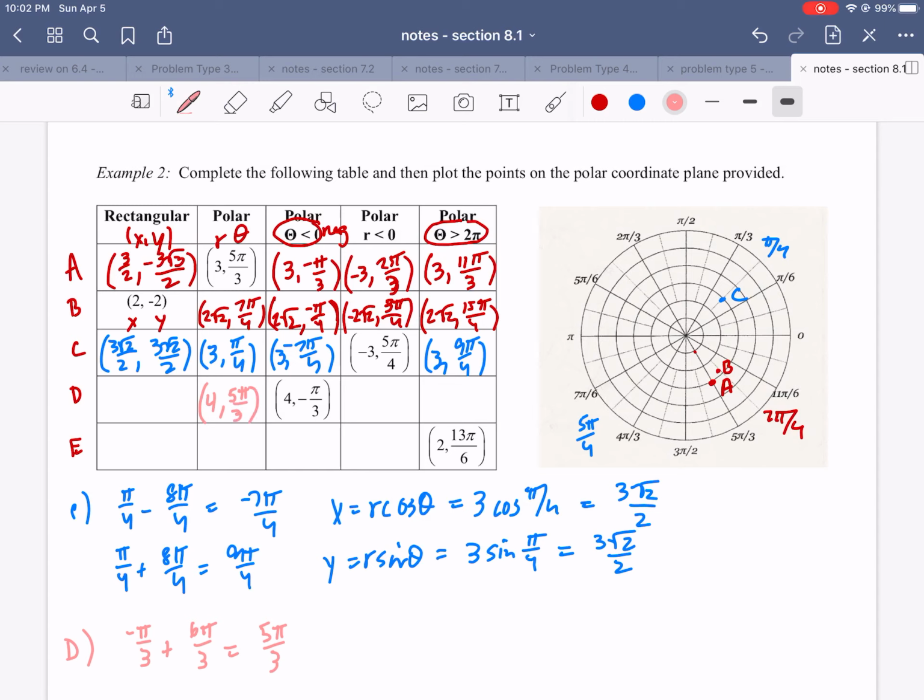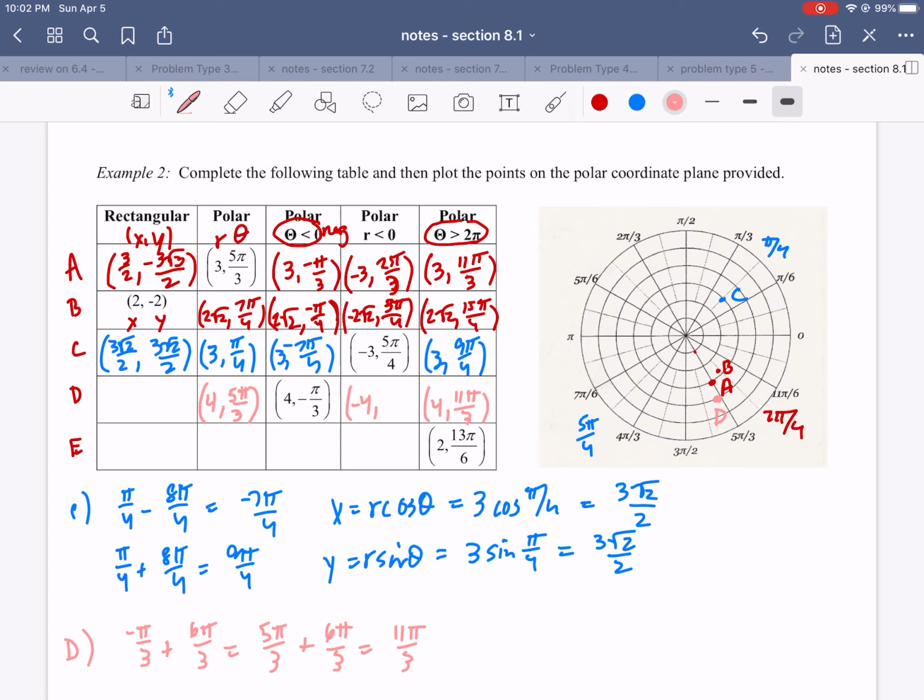And then to get the polar coordinate with an angle greater than 2 pi, I can just add another 2 pi. That's going to give me 11 pi divided by 3. So this will be 4 and 11 pi divided by 3. And then for a negative radius, I know that the negative radius would obviously be negative 4. And then I want the angle that is diametrically opposite to 5 pi over 3. So 4 and 5 pi over 3, these points actually end up being plotted really close to one another. I believe D would be right here, so real close to A and B.